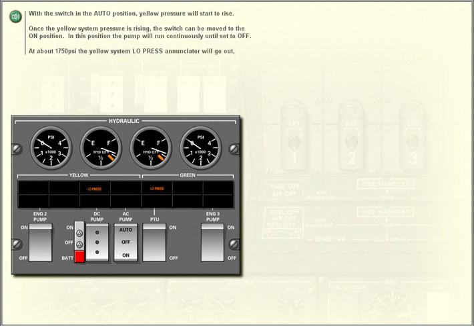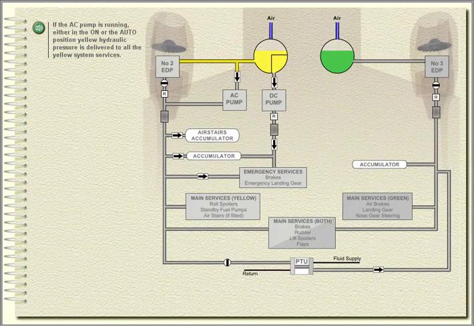With the switch in the auto position, yellow pressure will start to rise. Once the yellow system pressure is rising, the switch can be moved to the on position. In this position, the pump will run continuously until set to off. At about 1,750 psi, the yellow system low pressure annunciator will go out. If the AC pump is running, either in the on or the auto position, yellow hydraulic pressure is delivered to all the yellow system services.